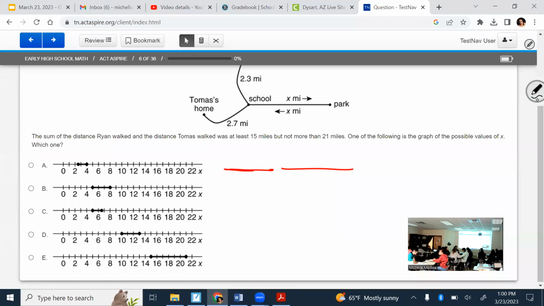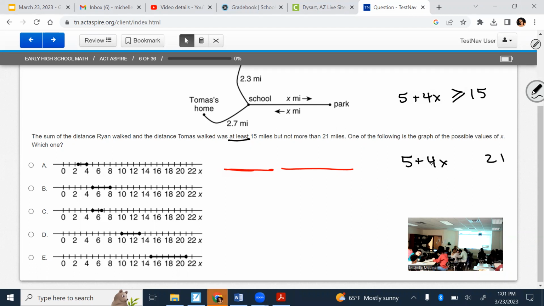So 5 plus 4x is what we agreed on is their distance added together. And then you have to use these signal words. So if it's at least 15 miles, can it be greater than 15? Yes. Can it be exactly 15? Yes, I'm gonna put a little line there. I probably should have wrote that on the other side, but it's fine. I'll put it over here. And then, but not more than 21 miles.